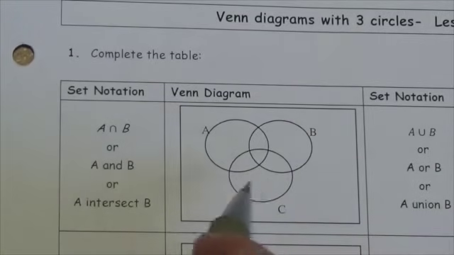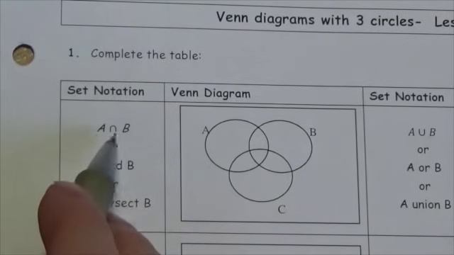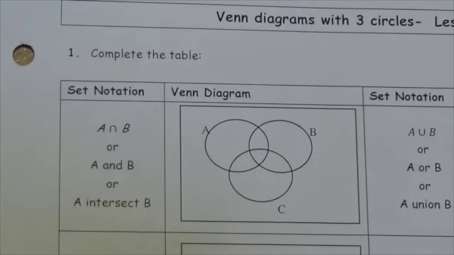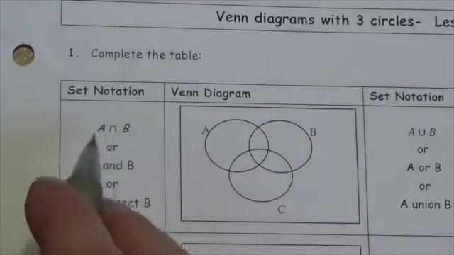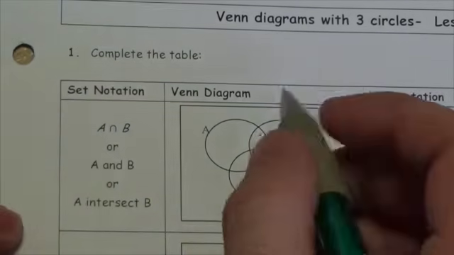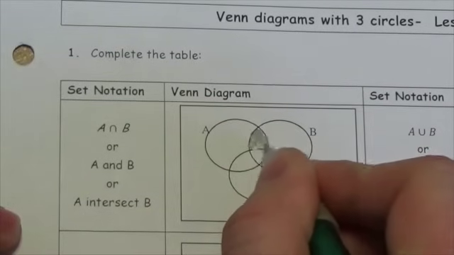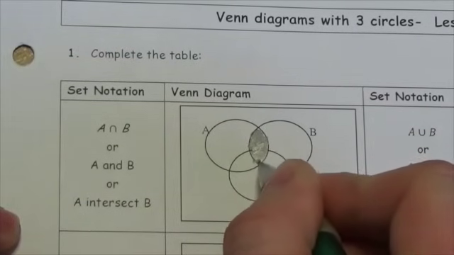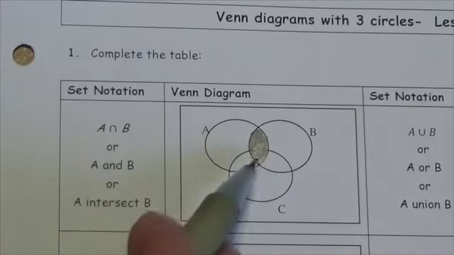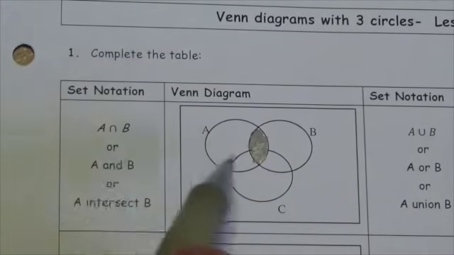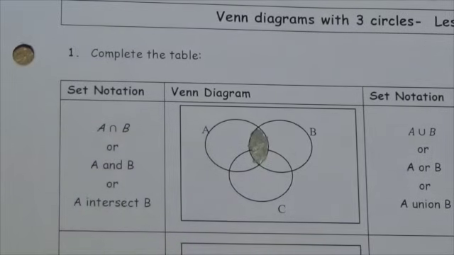Now, notice that I've got three sets here, but when I ask about A intersection B, I don't care that there's a C here. It makes absolutely no difference to me. When I talk about A intersection B, I am only talking about the part that overlaps those two. So it's just this bit right there. Yes, I have shaded in a part of C, but so what? It doesn't matter. What I shaded was the overlap between A and B.